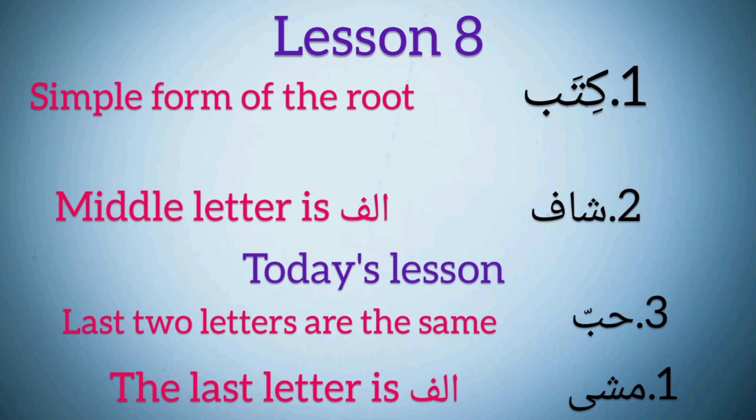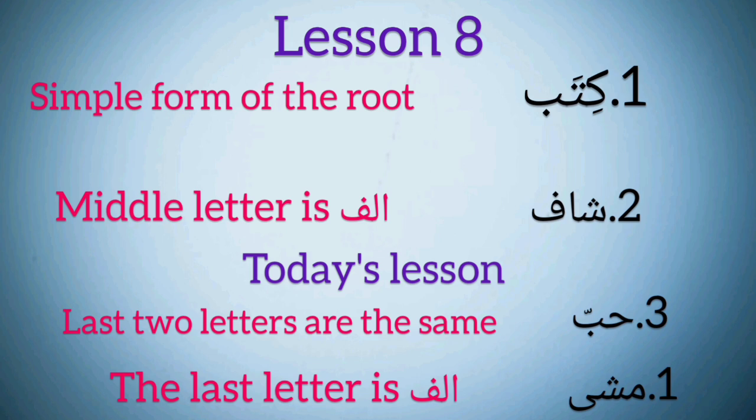In the previous lesson, we had 2 types of root. The first one was the simple form of the root, for example kitib, huwa kitib, and hiye kitbet, and so on. The second root was middle letter alif, like shaf. These types of roots have specific changes. They're not the same. If you haven't watched the previous lesson, I put the link, you can watch it.